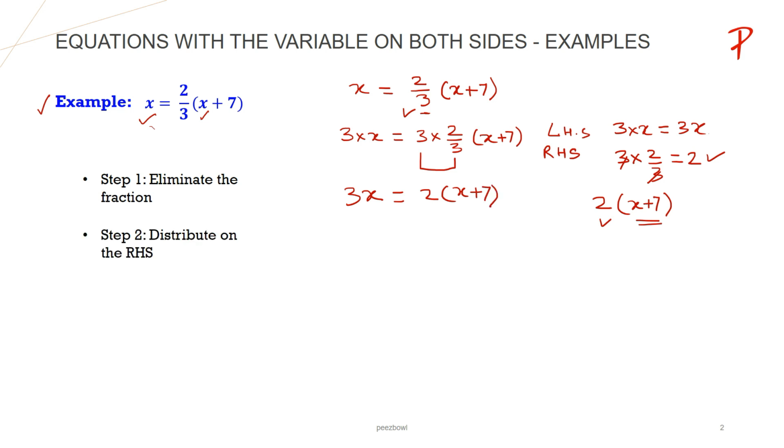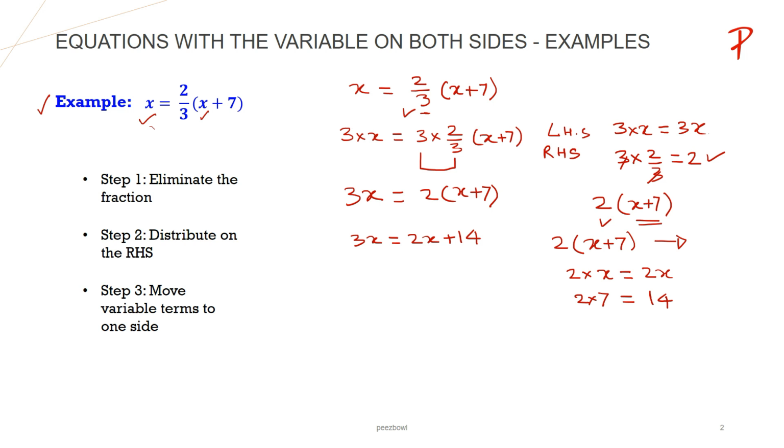Now for the second step we have to distribute on the right hand side. Open the bracket on the right hand side by multiplying 2 to both the terms inside the bracket. 2 multiplied by x plus 7 will be 2 multiplied by x, which is equal to 2x, and 2 multiplied by 7 equal to 14, right? So the equation is now 3x is equal to 2x plus 14.